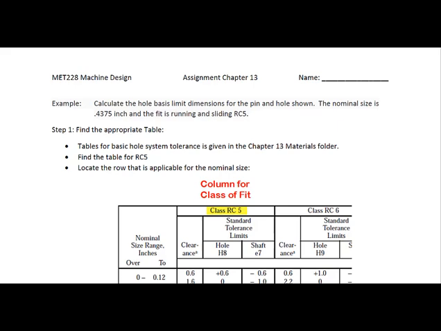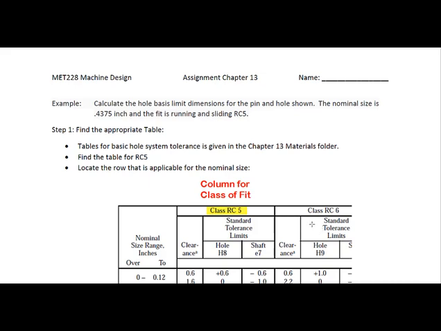Hello. This video from chapter 13 is to illustrate how to do the homework. In the homework, I'm asking you for some clearance fits and to calculate the size tolerances for a hole and a shaft. This video goes along with the posting about the example problem. So what I want to do is walk you through how to do one of these tolerance fit problems.